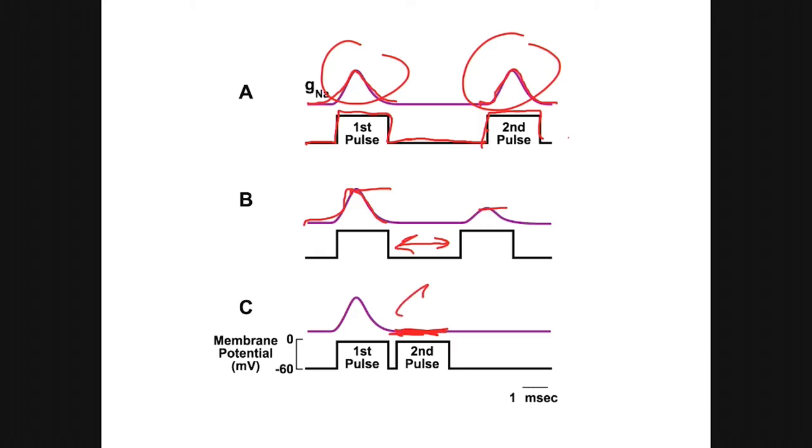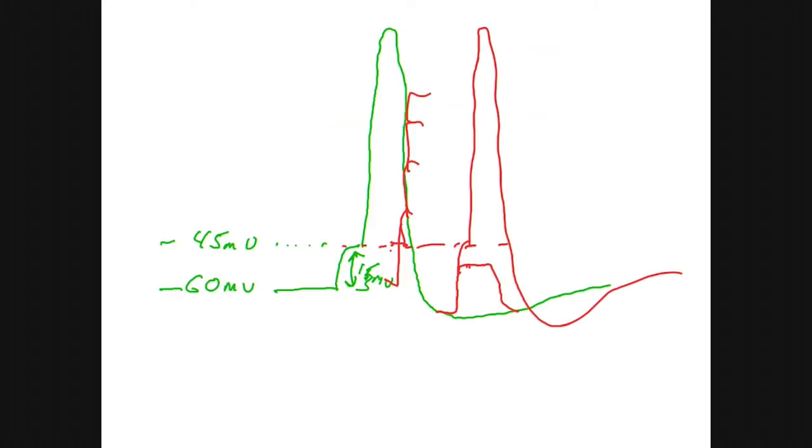So how does this help explain the absolute refractory period? If you give a depolarization soon after the first depolarization, you can't initiate another action potential because all the sodium channels have not recovered from their inactivation. It's like there are no sodium channels there. Only after some time do they recover from their inactivation, when a second stimulus can open up those sodium channels again and lead to the initiation of an action potential.